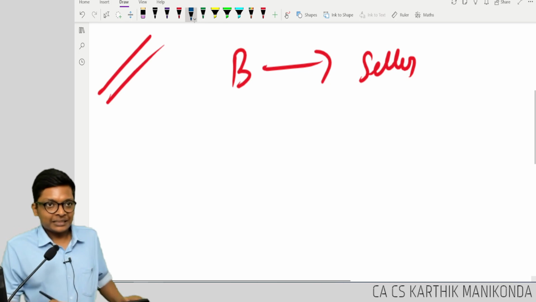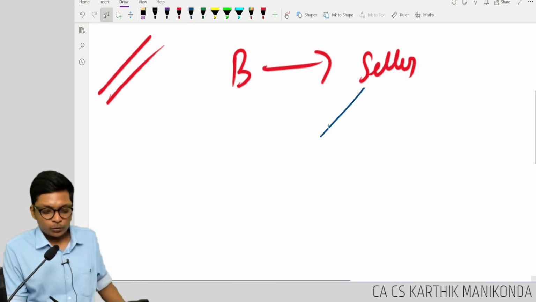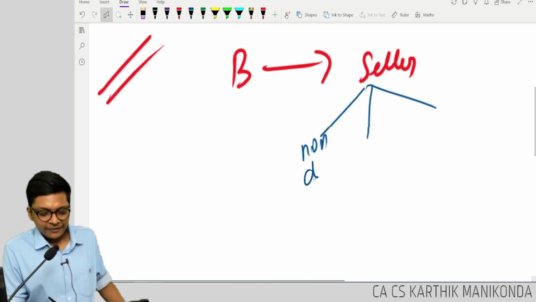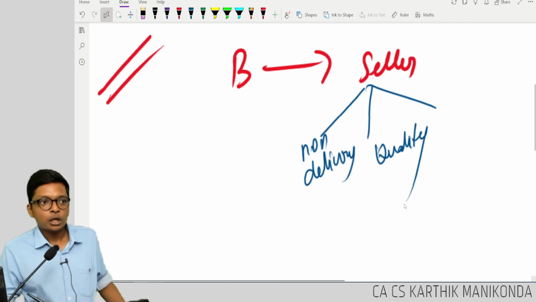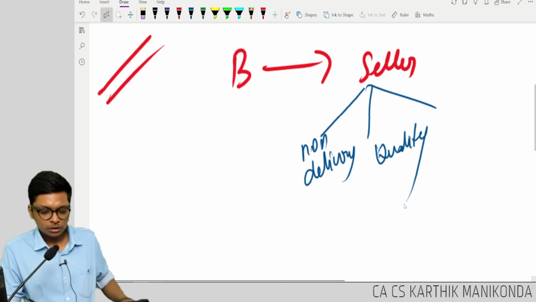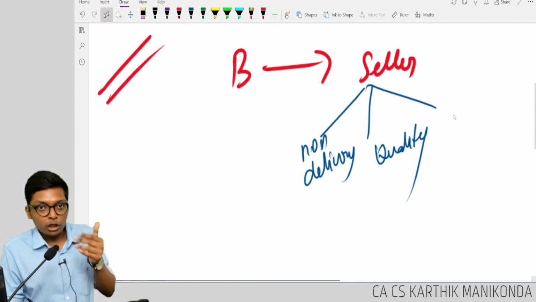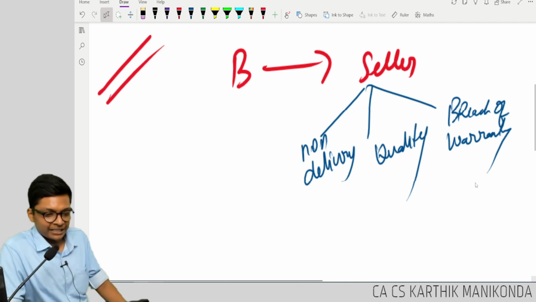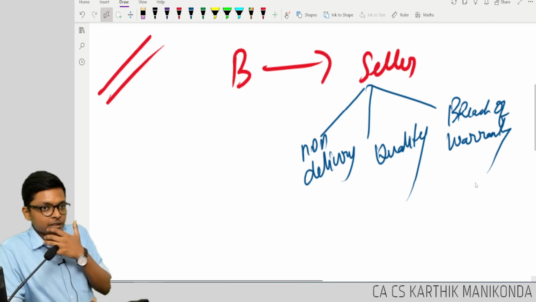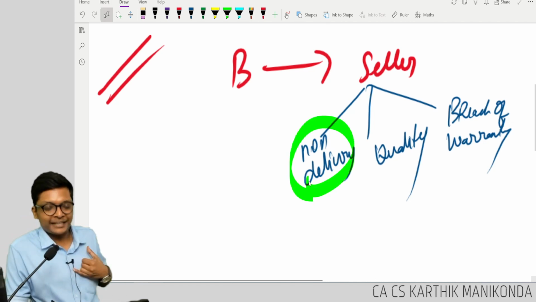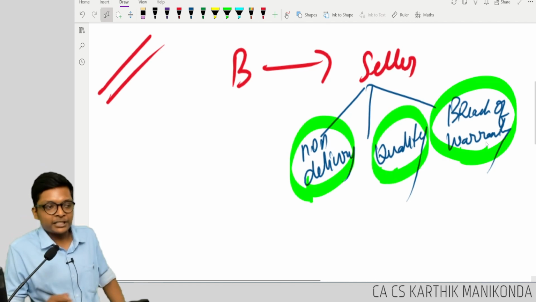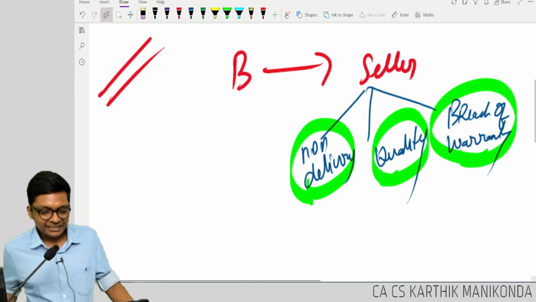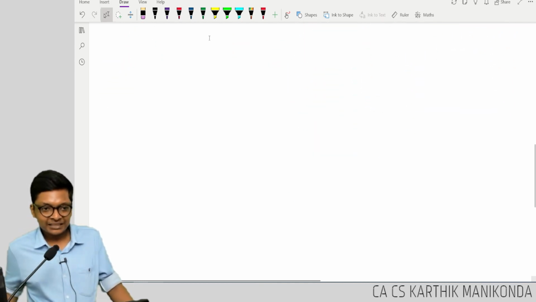Sometimes the seller also makes a mistake. What kind of mistake? Non-delivery. He did not deliver the goods, or the delivery does not meet the quality, or goods are delivered but are not of good quality, so breach of warranty. Are you following, guys? So the seller can face consequences for non-delivery, or quality not met, or breach of warranty. Now in this case, what are the buyer's rights?